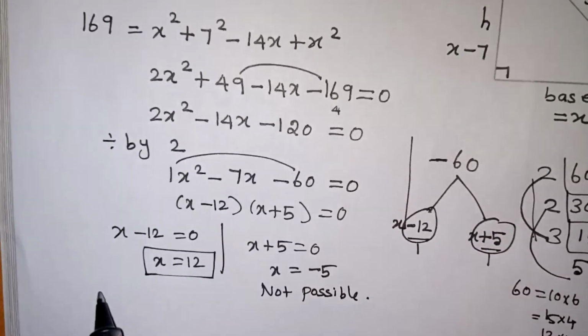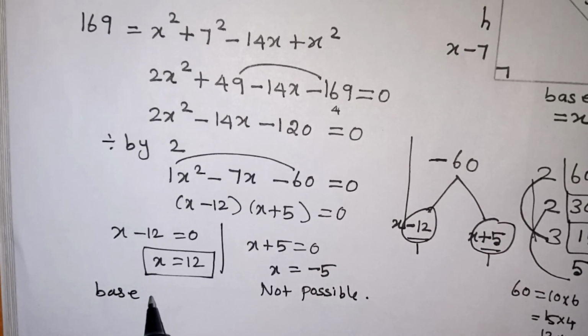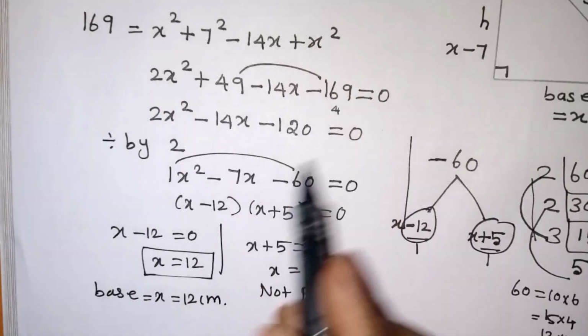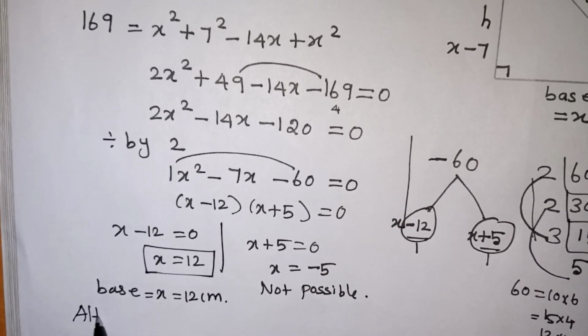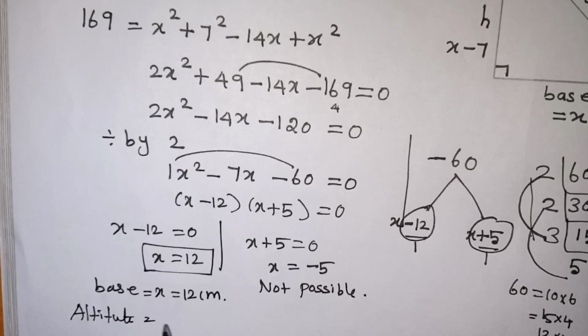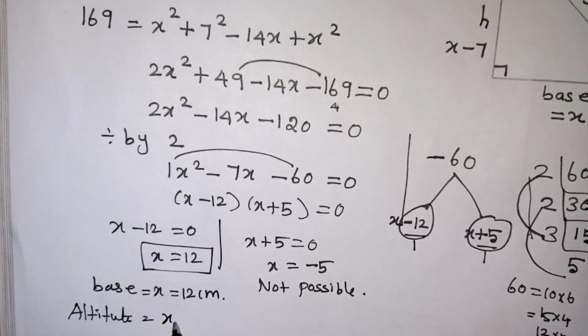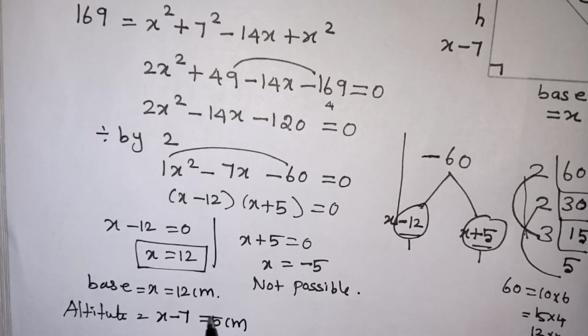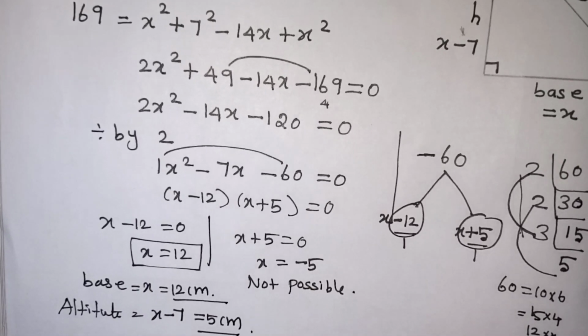x is nothing but my base. So base x is equal to 12 centimeter you can write. Then one more, you should find the altitude, that is nothing but your height. The altitude they have given us is x minus 7, which is equal to 5 centimeter. So these are the two sides for the given triangle.